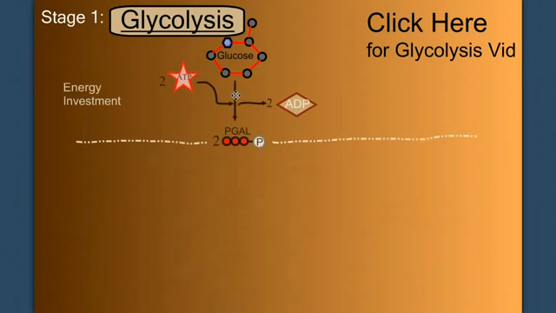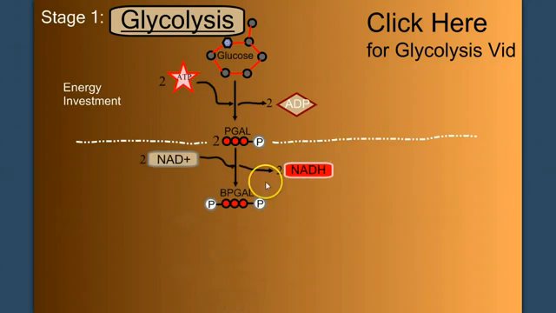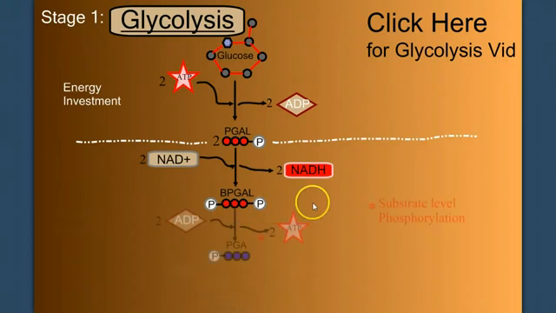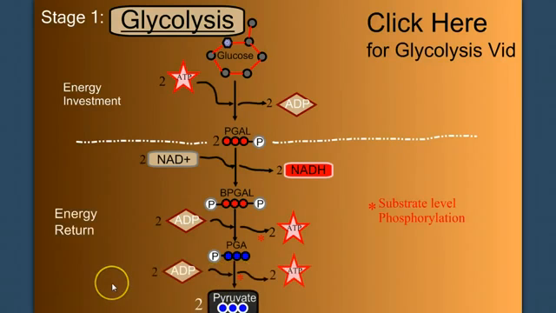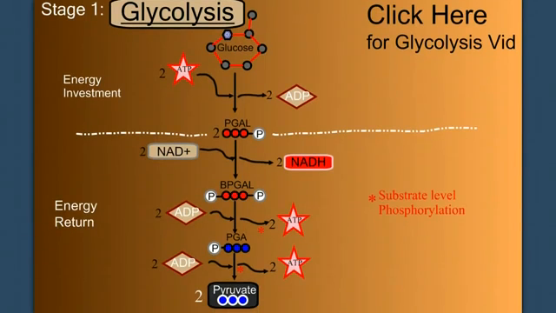So in the first step, we split glucose into 2-PGAL, phosphoglyceraldehyde, and that costs us 2 ATP in our energy investment step. The 2-PGAL are converted to BPGAL when we reduce NAD+ into NADH. The BPGAL are then converted to PGA, phosphoglycerate, and we produce the first two of our ATP by substrate level phosphorylation. And in the final step, the PGA are converted into 2-pyruvate, and we make 2 more ATP for a net profit of 2 ATP.